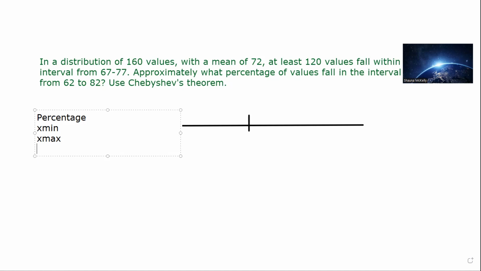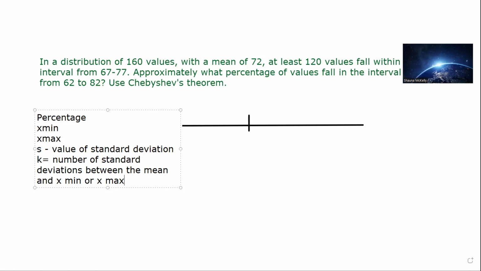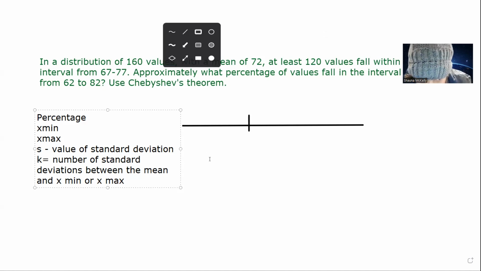Then you have an S, which is the value of the standard deviation. I'll explain why I'm writing it like that in a minute. And K, which is the number of standard deviations between the mean and either X min or X max. S and K get confusing sometimes, and that's why I want to point them out here. So what we're looking at with this, let me continue here.